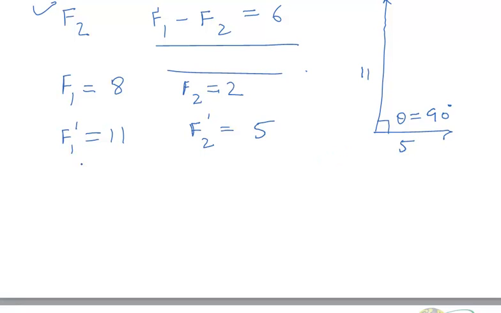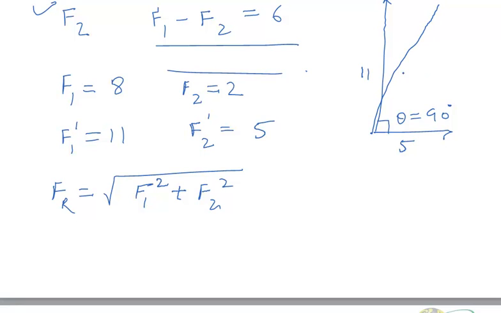The new resultant Fr will be equal to under root of F1 square plus F2 square, and the angle that the resultant will make, okay, the resultant will be somewhere here. This angle alpha we can find out. Tan alpha will be equal to F1 by F2.